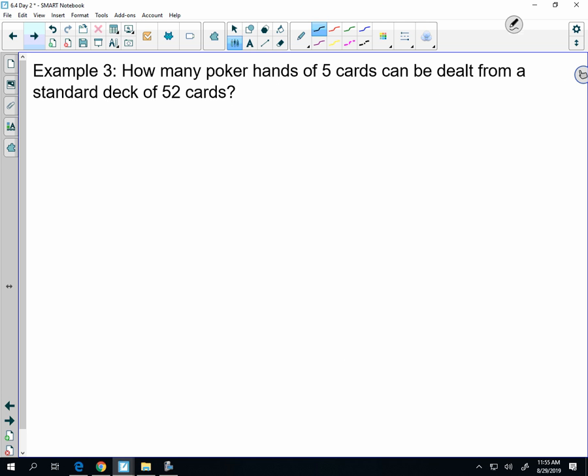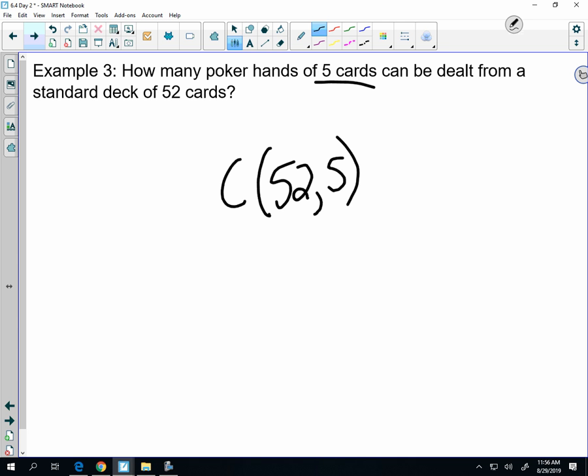What about this one? It says, how many poker hands of 5 cards can be dealt from a standard deck of 52 cards? So a 52 card deck, we just want hands of 5. Again, it doesn't matter in which order you deal them out in this kind of poker. So just 5 cards from 52. Order doesn't matter, so that's a combination. And I would do 52 choose 5. This would be one that's going to be a pretty big number.